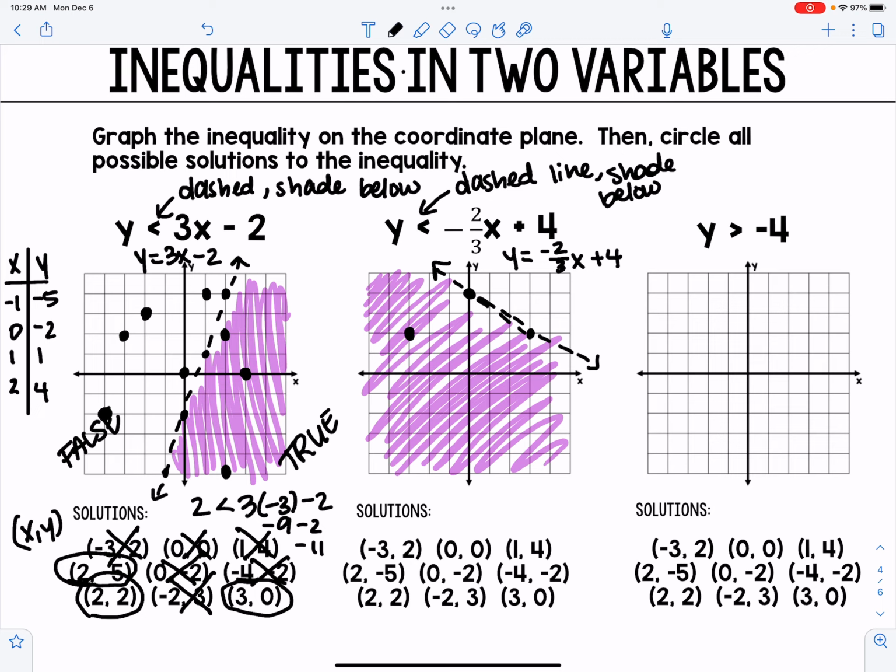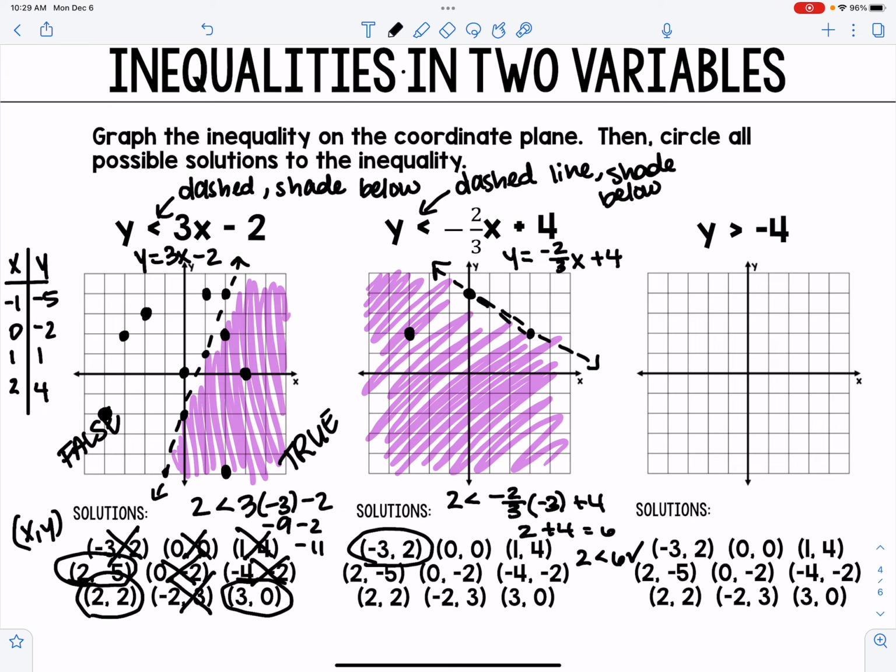So our y is 2, should be less than negative 2/3 times our negative 3 plus 4. Negative 2/3 times negative 3 is positive 2, plus 4 is 6. Is 2 less than 6? That's true. So negative 3, 2 is part of our solution, and we've also made sure that we did this correctly, which is why I plugged it into my inequality, so we are right.